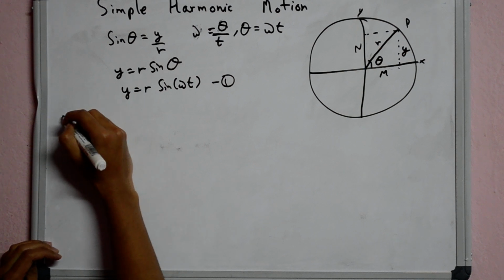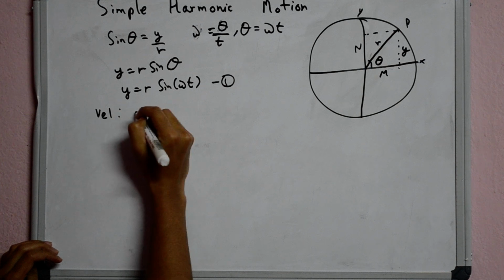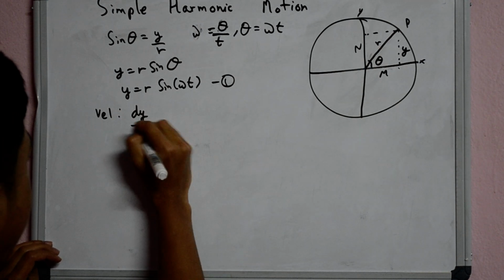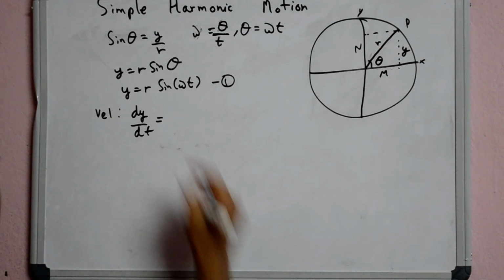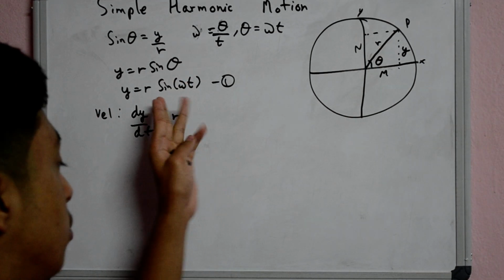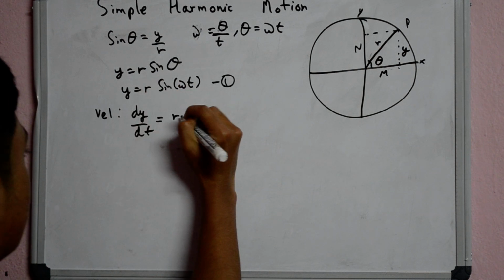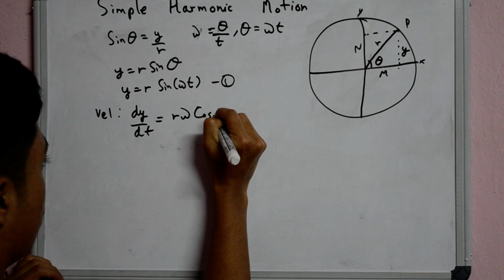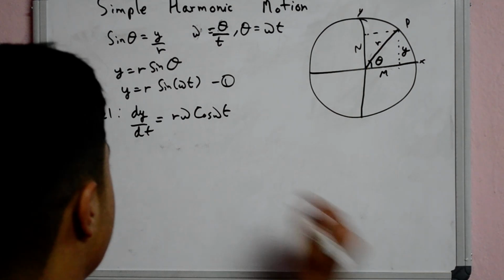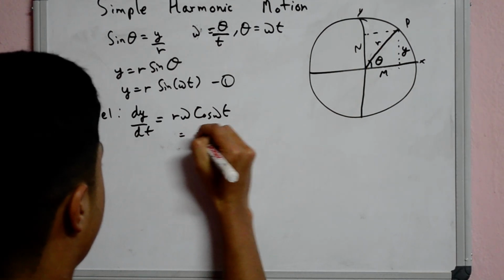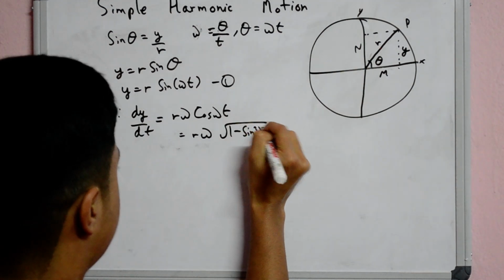Now for velocity. Velocity is defined as the rate of change of displacement with respect to time. So this gives us r times the derivative of this, which, using the chain rule, omega comes out and becomes cos omega t. Now we can write cos omega t using the trigonometric formula as r omega square root of 1 minus sine square omega t.